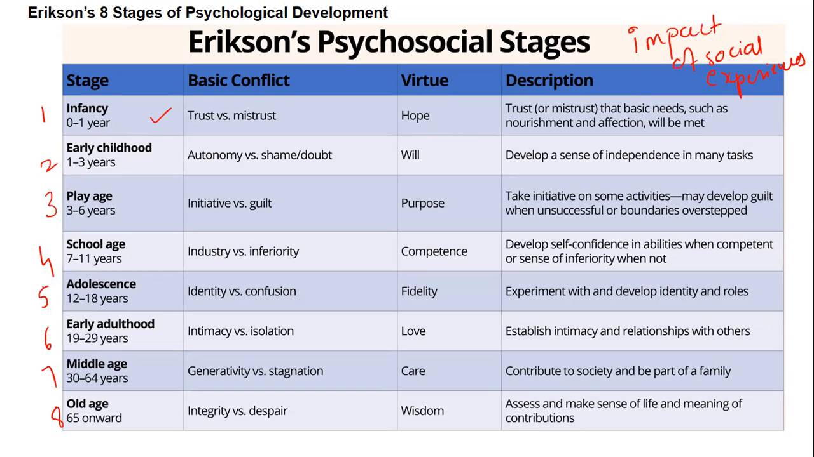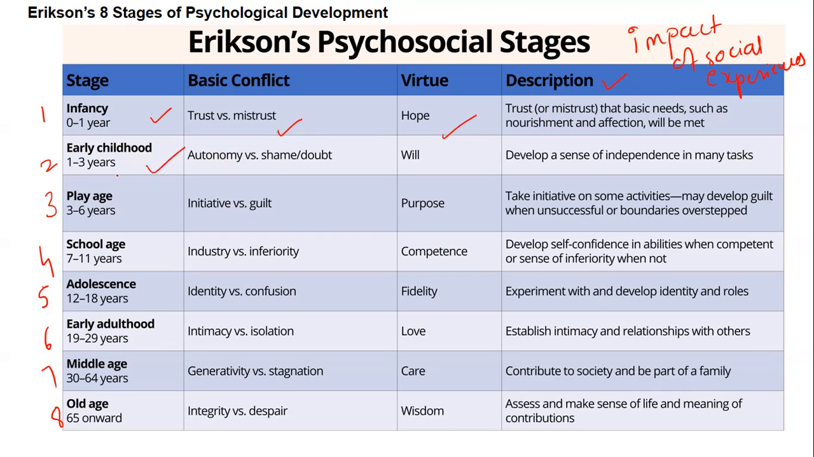For your better understanding, I've created a quick table for you. We have the stage, the conflict which happens with that particular stage, the virtue associated with the stage, and a description to help you realize it. The infant stage is about trust versus mistrust, where you have hope. Trust or mistrust is basically about the basic needs, such as affection and nourishment, being met. If you remember, we did Maslow's theory, the basic stage. That stage talks about the infant stage.